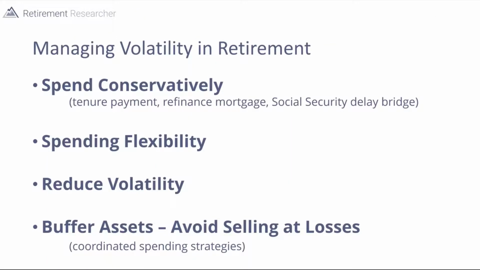So when it comes to managing these risks, this combination of longevity and also the volatility, and the volatility that's further enhanced by taking distributions, at the end of the day, there's really just 4 ways to manage these risks. And in this slide, I mention the 4 categories, and then also mention how reverse mortgages can start to fit into helping these. So the first is to spend conservatively.